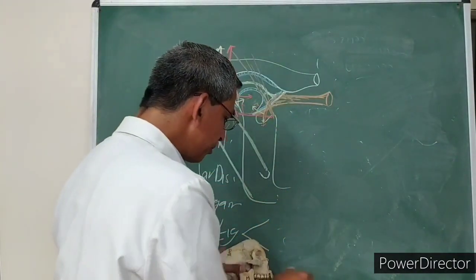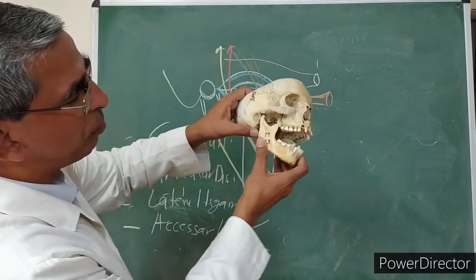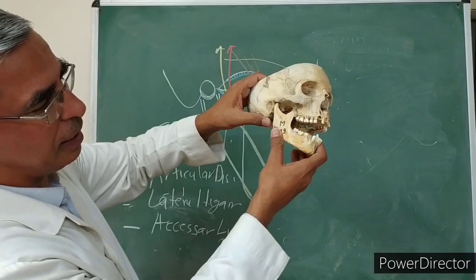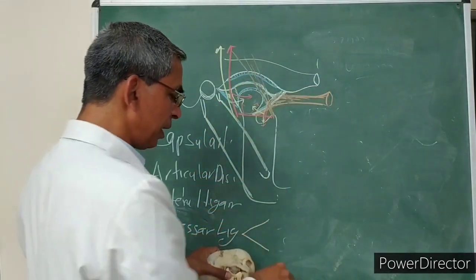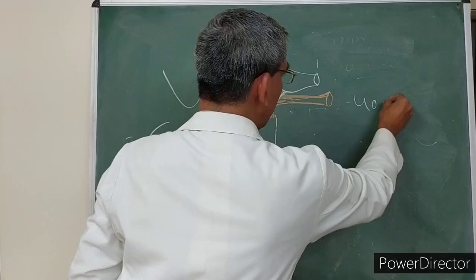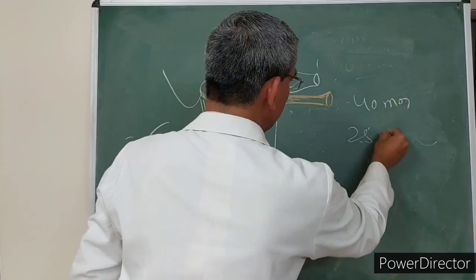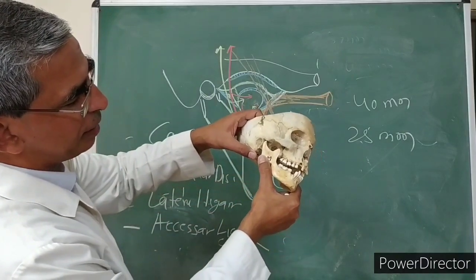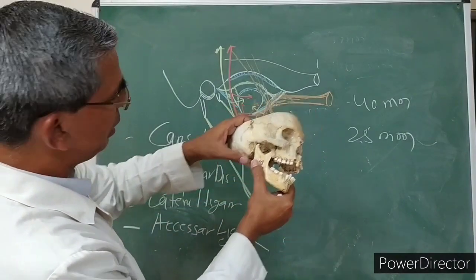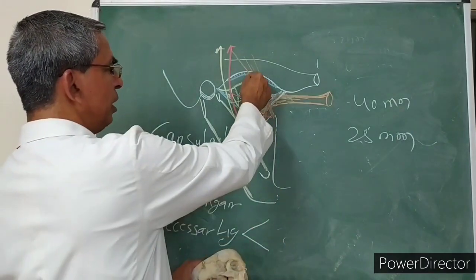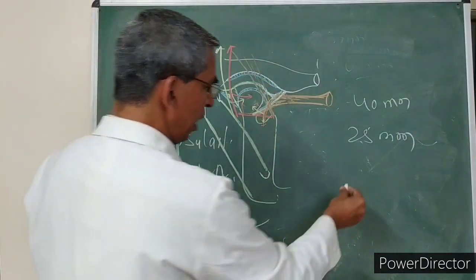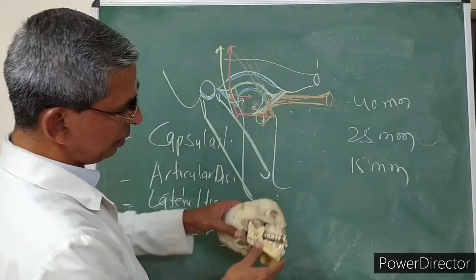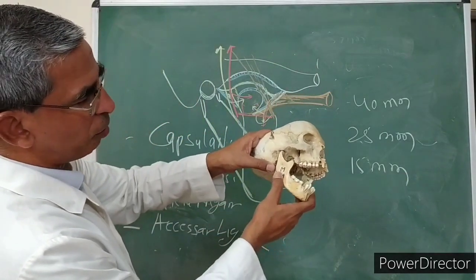Now, I told you that in the opening of the mouth, 40 millimeter opening occurs. Clear? And out of 40 millimeter, 25 millimeter is by the gliding movement at the upper compartment, the meniscus, temporal compartment, and 15 millimeter by the rotation of the head of the mandible in the lower compartment.